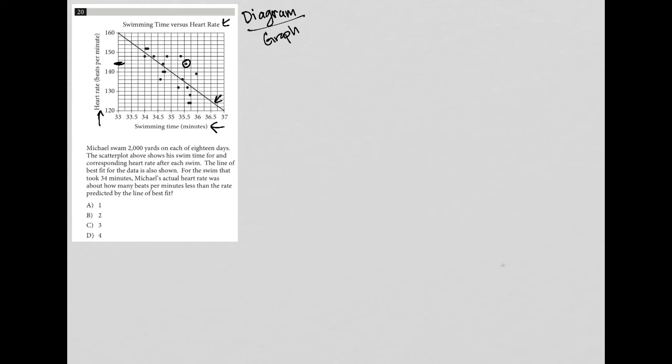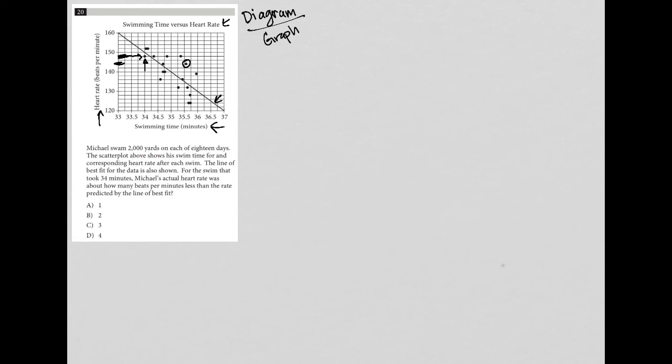For the swim that took 34 minutes, well, okay, let's find that. So the swim that took 34 minutes specifically is right there. And it looks like it's at 148 beats per minute. Okay, so for the swim that took 34 minutes, Michael's actual heart rate was about how many beats per minute less than the rate predicted by the line of best fit.